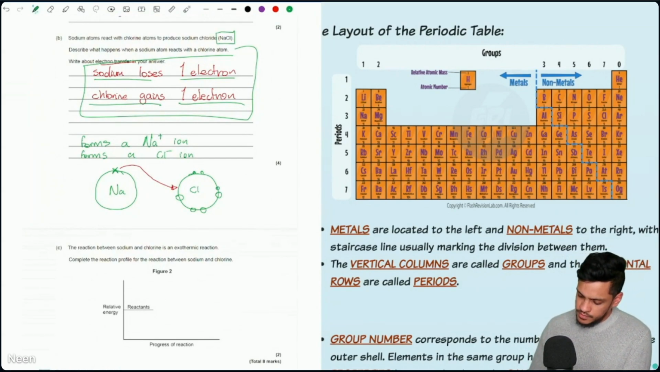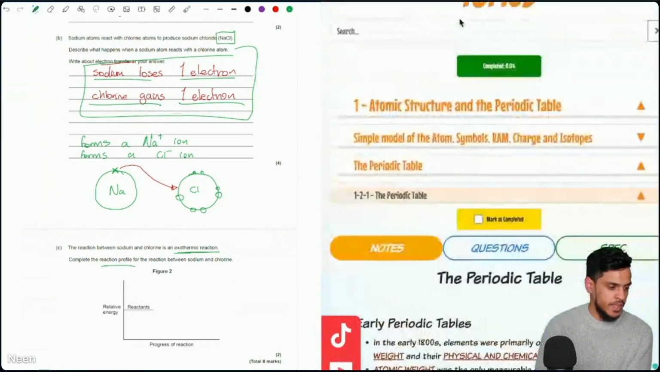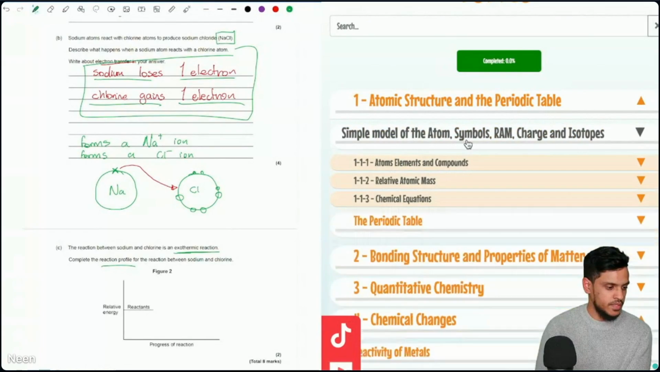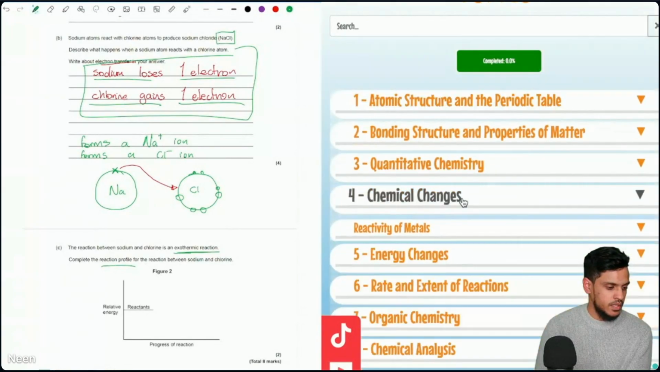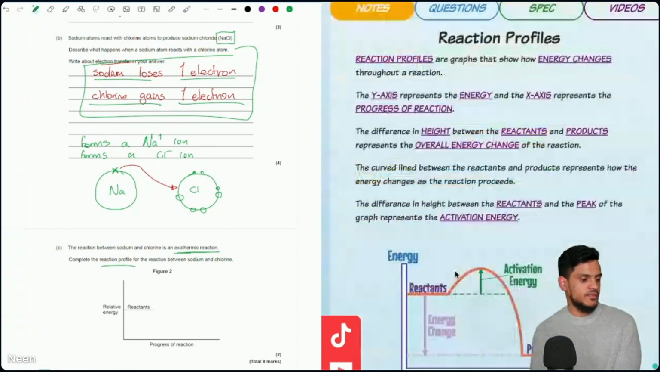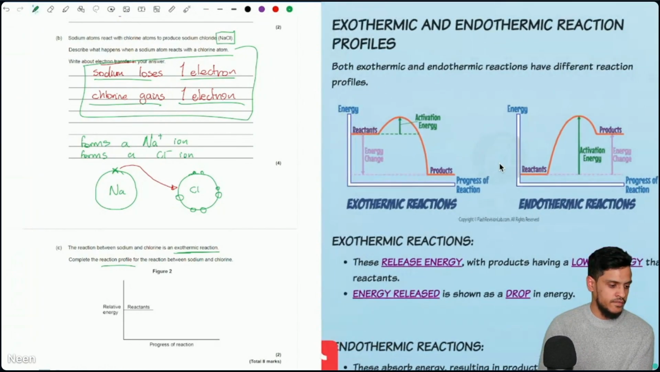This reaction here is exothermic. Complete the reaction profile. So let me go into my notes and let me go to reaction profiles. That comes under energy. So remember, guys, you can just search at the top if you're not sure what topic something comes into. Energy changes, reaction profiles. So it says it's exothermic. Here are the 2 types of reaction profiles you can have: exothermic, endothermic.